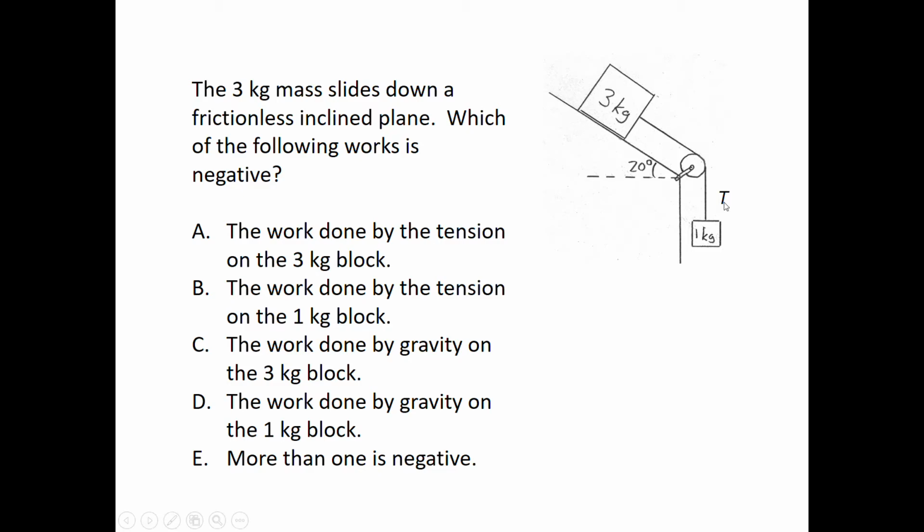This one will accelerate down that way, this one accelerates that way. And the question is, which of the following works is negative? The work done by the tension on the 3 kilogram block, the work done by the tension on the 1 kilogram block, the work done by gravity on the 3 kilogram block, or by gravity on the 1 kilogram block, or more than one is negative. So think about that for a minute.